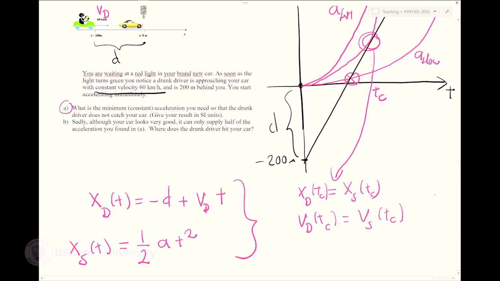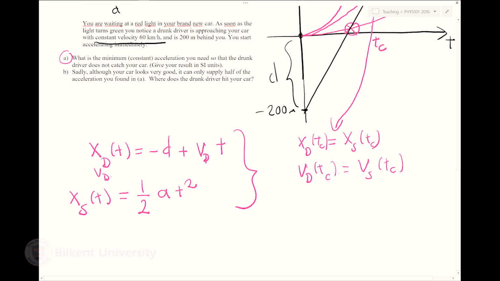So what's the velocity of the drunk driver as a function of time? Well, it's constant, it's Vd. What's the velocity of the sports car as a function of time? Just the derivative of this? No. The integral of that? No. The derivative. I was right the first time. It's just going to be a t.